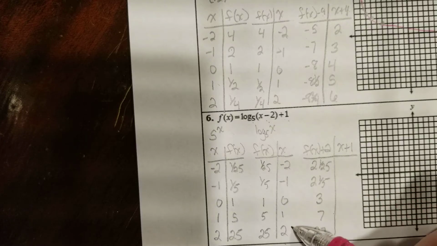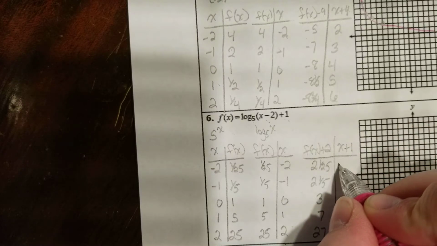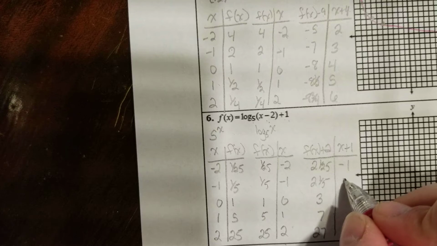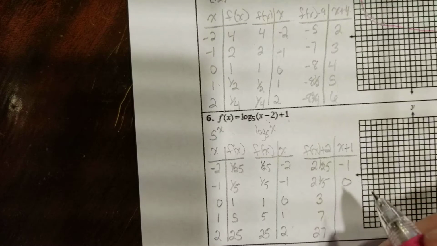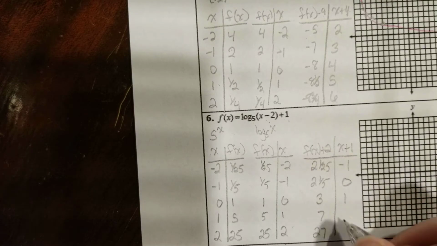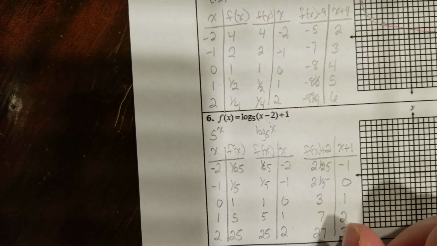All right, then we're going to add 1 to all of these. So -2 plus 1 is -1. -1 plus 1 is 0. 0 plus 1 is 1. 1 plus 1 is 2. 2 plus 1 is 3.